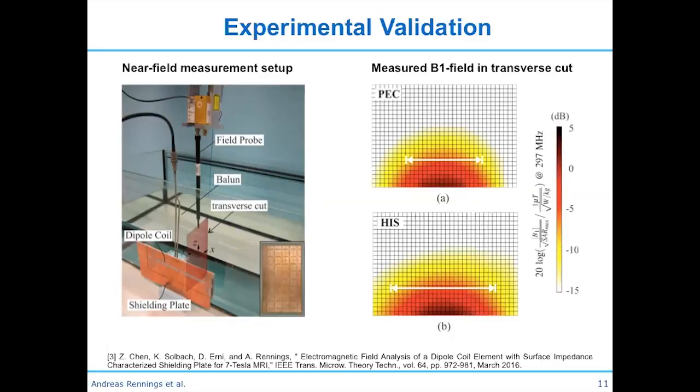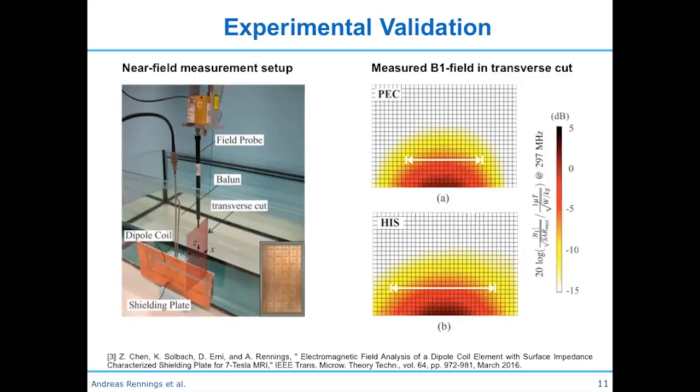Here in the lower left, you can see the arrangement. That would be the back side of the shielding plate. That's essentially the ground plane. That would be the top side, where we can see the unit cells. On top of that, we have the dipole aligned in that direction. We use a balun here, a transmission line-based balun, to feed that balanced antenna. And we move the probe along this XZ transverse cut. And here you can see the corresponding result.